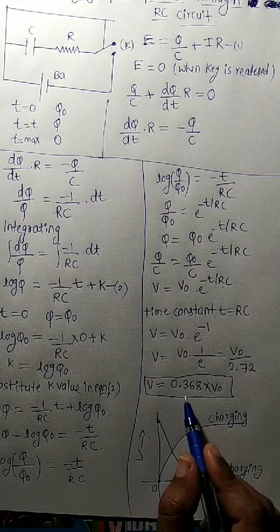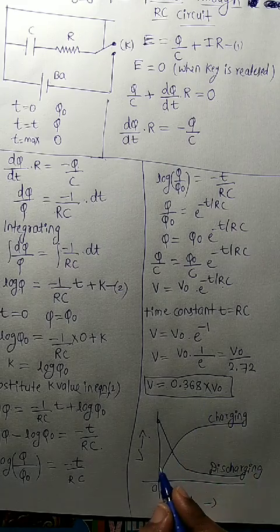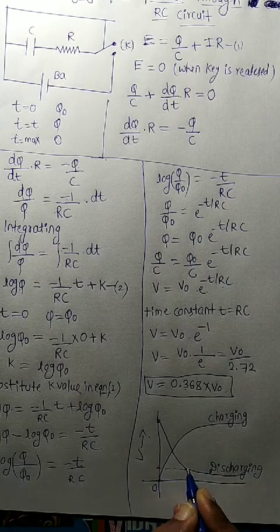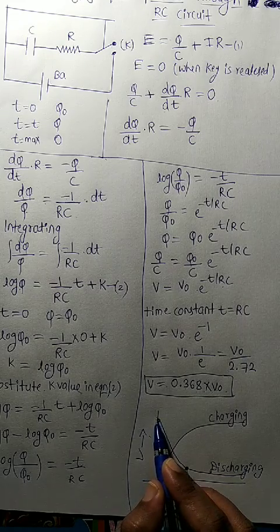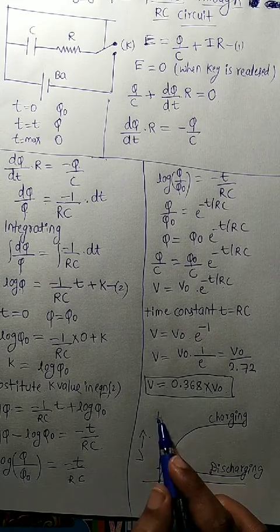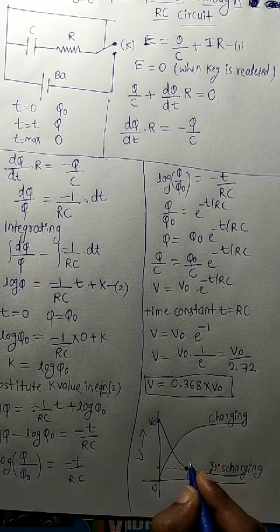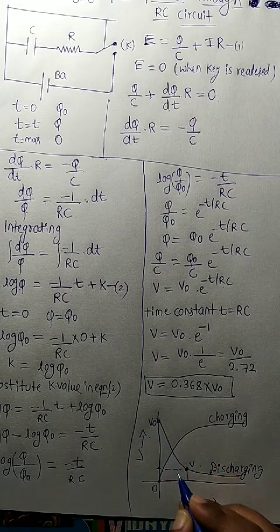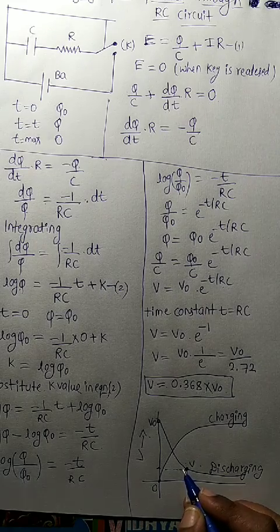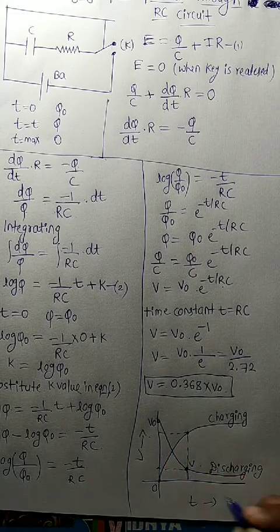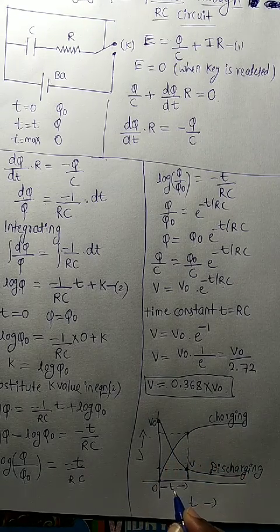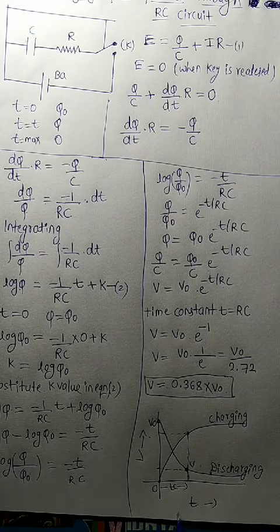When you multiply 0.368 by V naught, you get some value. This is the time constant value. That is how much time it takes to fall from this V naught to this V value. To decrease the voltage this much, the time it has taken is the time constant. Similarly, for charging, the voltage comes like this. This is the time constant, TC, I'll write. From this graph we can directly understand it.